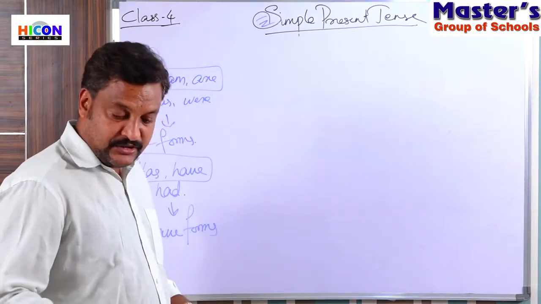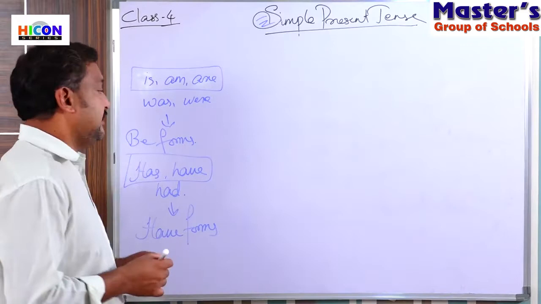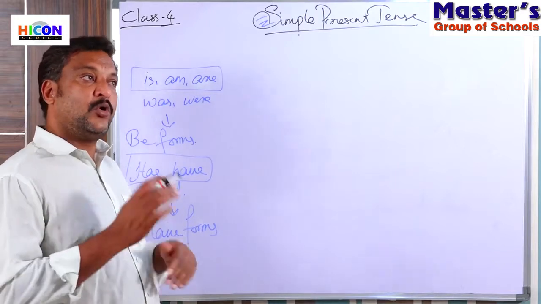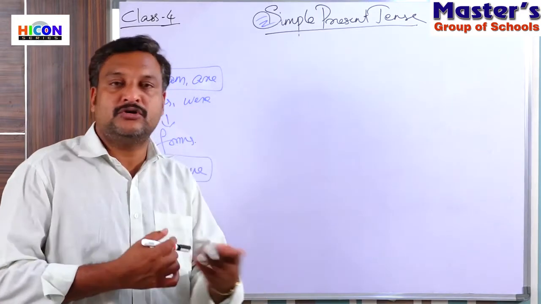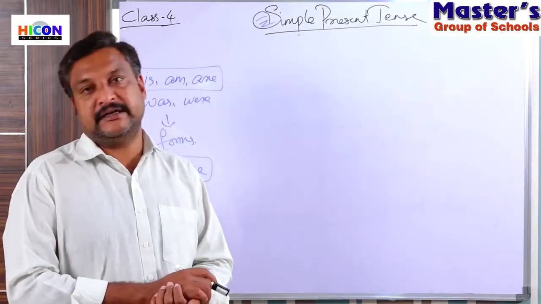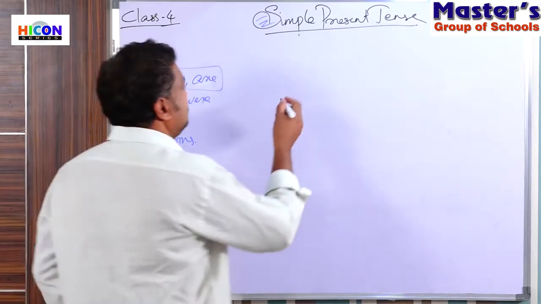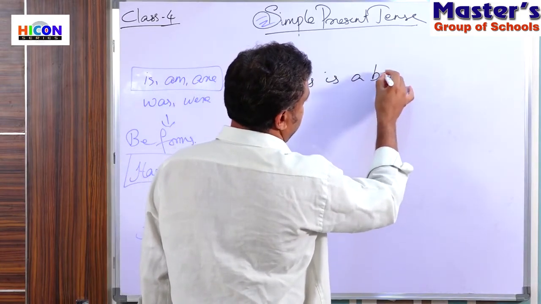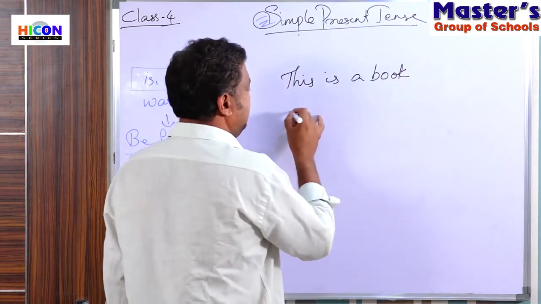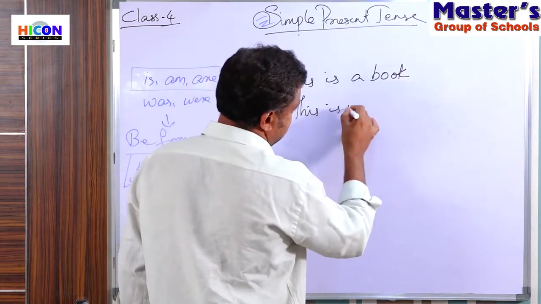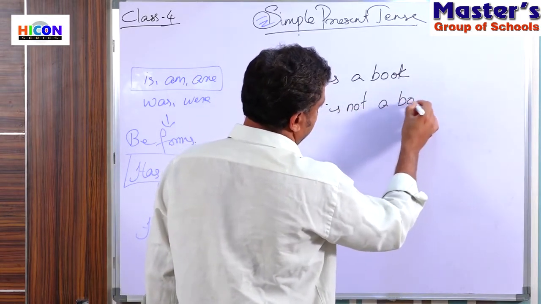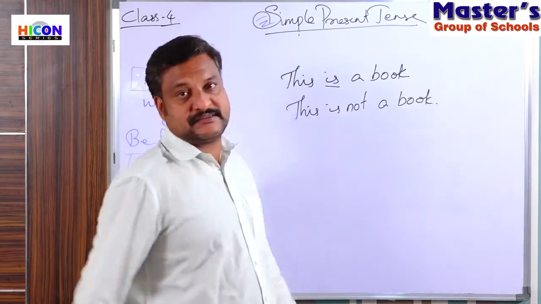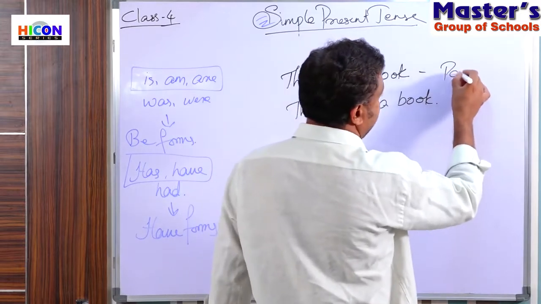Yes. Now, we need to learn that this can be used in negatives also. Negative means, yes, not. If we have to add not to a sentence, then we call that a negative sentence. For example, this is a book. We say, this is not a book. So in the first sentence, we used is as it is. So this is a positive sentence.